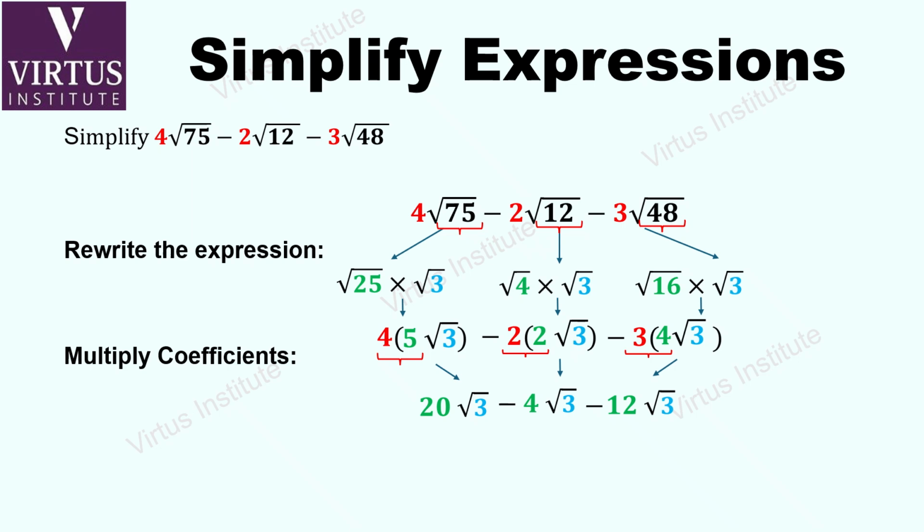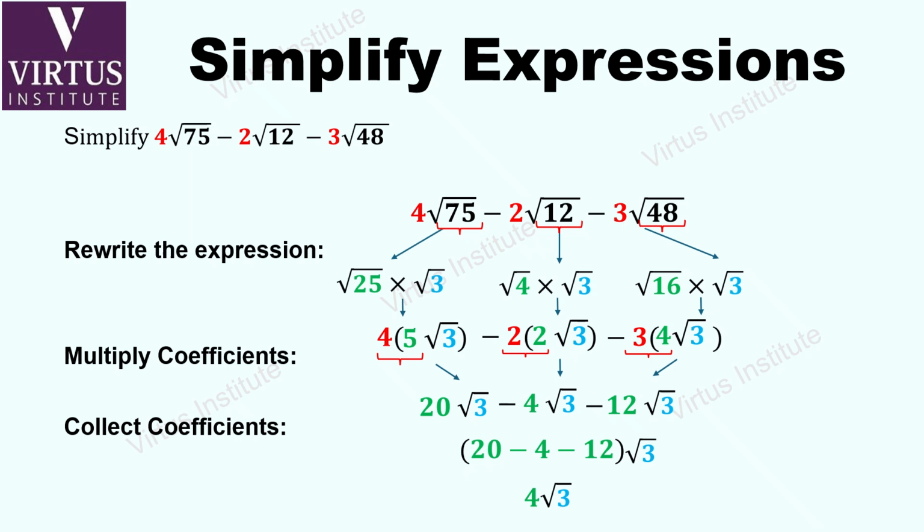Since all three surd terms contain root 3, collect and combine the numbers in front of the surds. 20 minus 4 minus 12. Thus, 20 root 3 minus 4 root 3 minus 12 root 3 simplifies to 4 root 3.